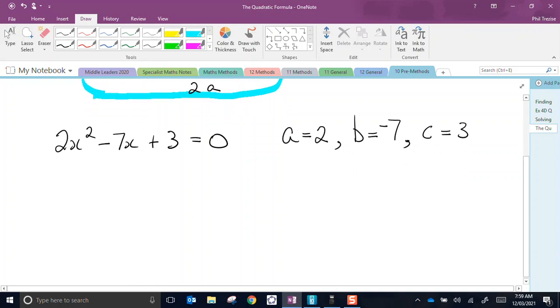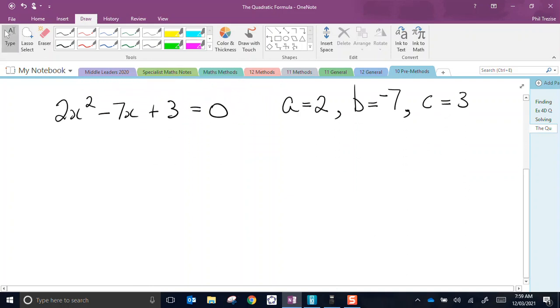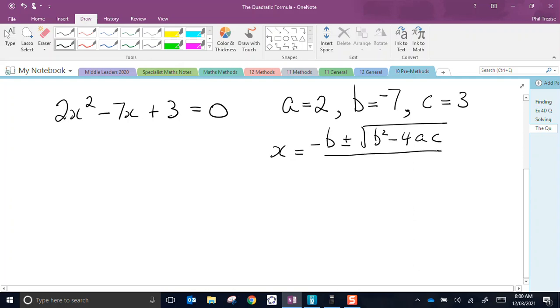Here comes my quadratic formula. Now I could of course use factorisation and null factor law to do this, and I might do that in a moment. But over here, I'll do the quadratic formula. So x equals negative b plus or minus the square root of b squared, take 4 times a times c, all divided by 2a.